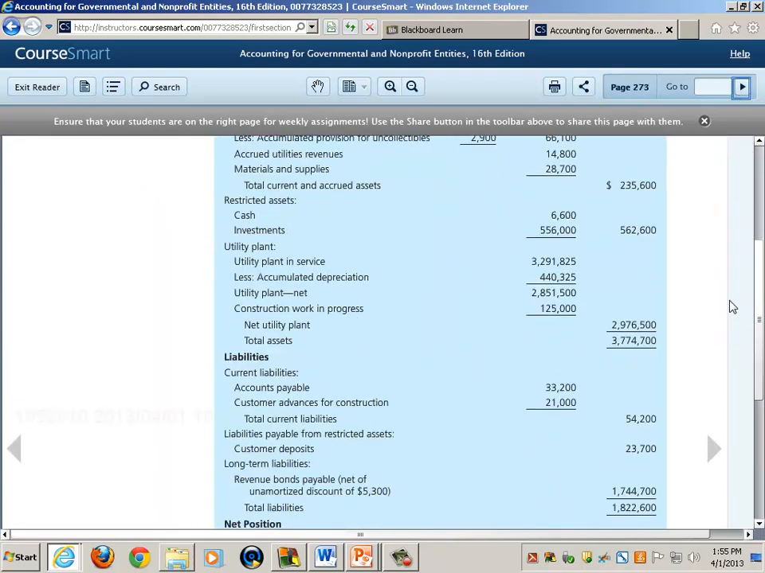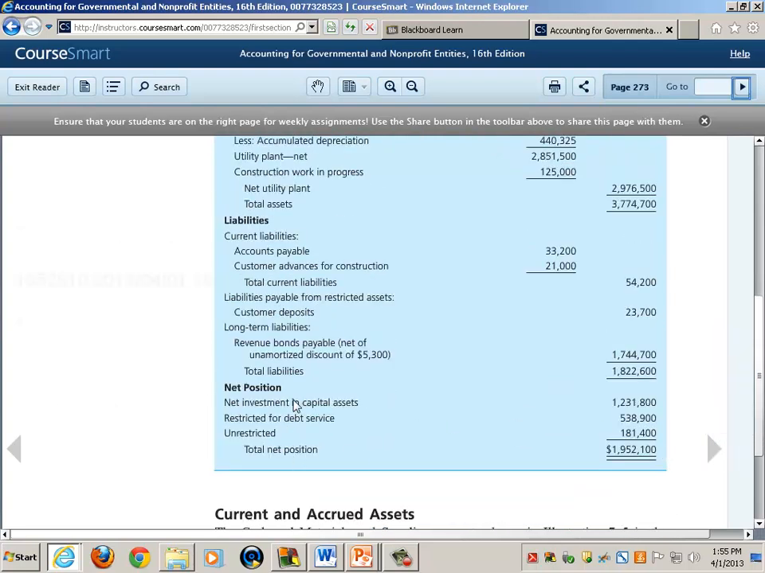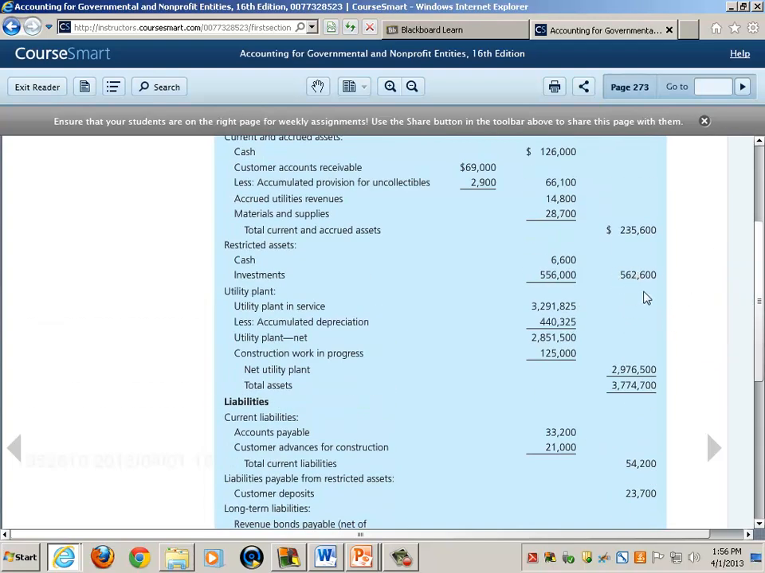Okay, now, what's the total amount of restricted assets? 562,600, right? What's the total amount of restricted liabilities associated with restricted assets? 23,700, plus in the net position area you have restricted for debt service, which is 538.9. So this number plus this number gives you the amount that's present here.